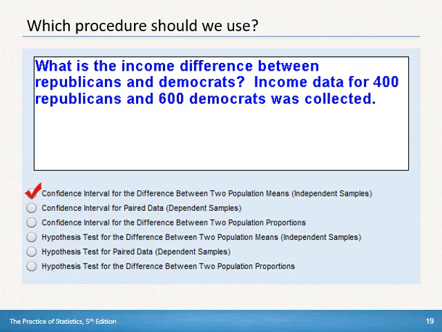All right, so in this case, we're trying to estimate what the income difference is. And so it's not proportional data. This is mean data, right? We would look at the average income for Republicans versus the average income of Democrats, and we're subtracting that difference. So two population means, but we're trying to estimate what that difference is, so we're using a confidence interval.